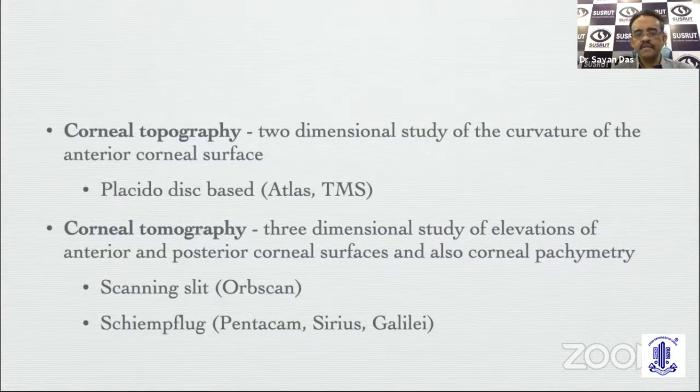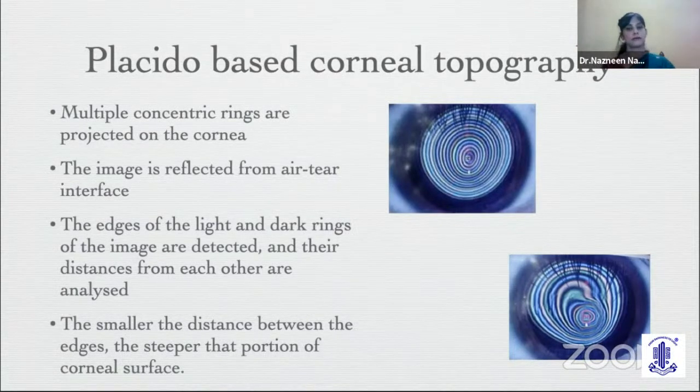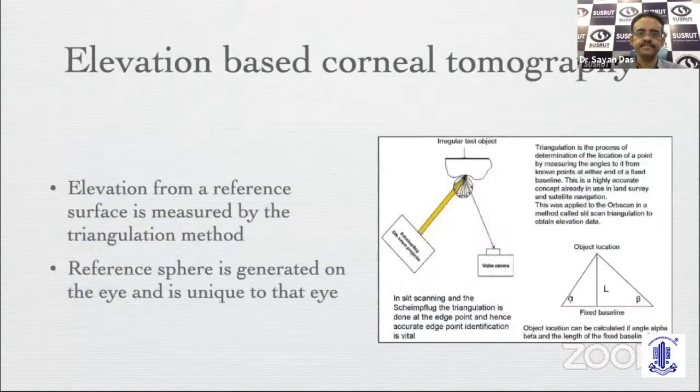The most common devices we have for corneal tomography are OrbScan, which is a scanning slit beam device, and the Scheimpflug devices like Pentacam, Sirius, and Galilei. The placido-based corneal topography uses multiple concentric rings which are projected on the cornea, and the image is reflected from the tear interface. The edges of the ring, the light and dark rings, are detected, and their distances from each other are analyzed. And the smaller the distance between the edges, the steeper that portion of the corneal surface.